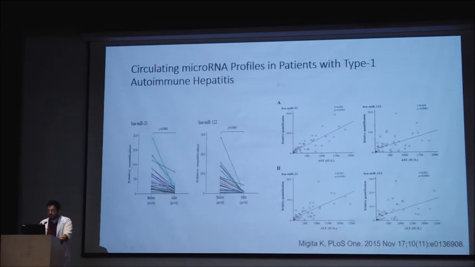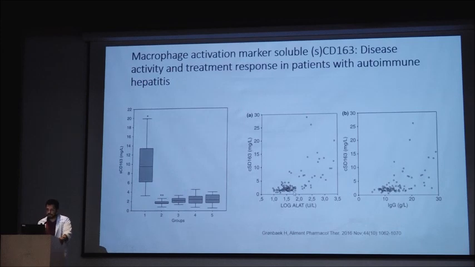Circulating microRNA can also help in patients with type 1 autoimmune hepatitis. The microRNAs which have been studied and correlated with disease activity are microRNA 21 and 122, and they have been shown to correlate with high ALT, IgG level and histological activity index. And this shows the macrophage activator soluble marker CD163, which has been shown to correlate with disease activity and treatment response in patients with autoimmune hepatitis. This showed that a higher level of CD163 correlated with higher ALT and IgG levels.